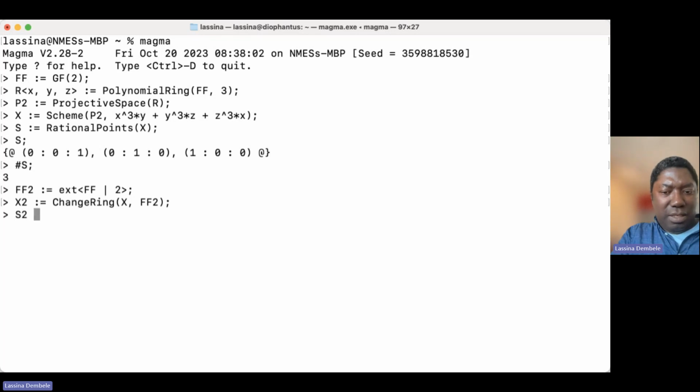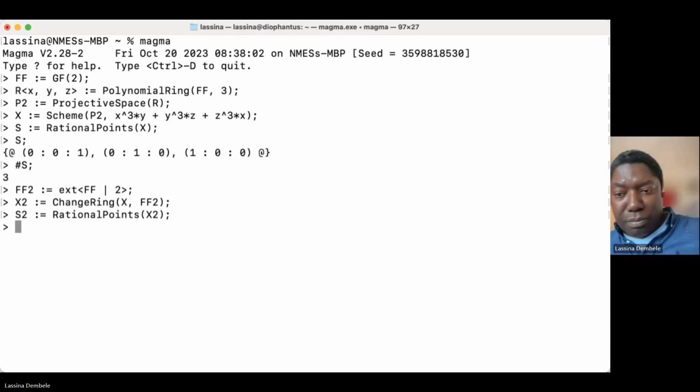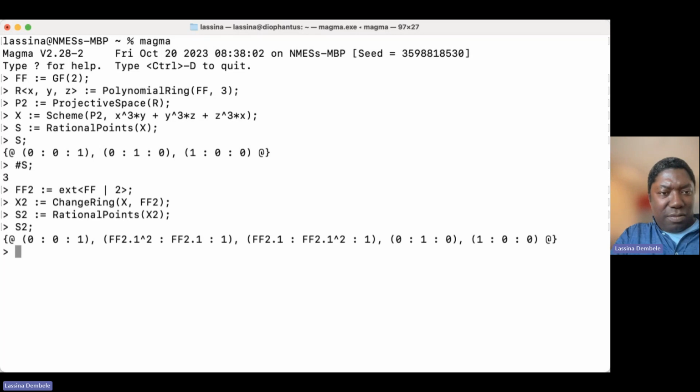Then now we can ask Magma to find the rational points. What I want to say is that you should be able to do most of this calculation on Sage. So again, here we have the list of all rational points on F4, and there are 5 points.